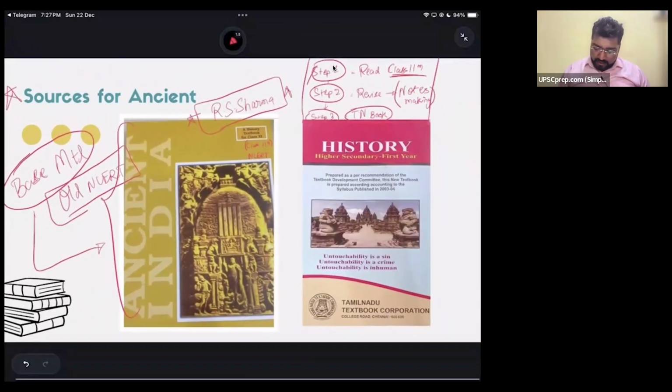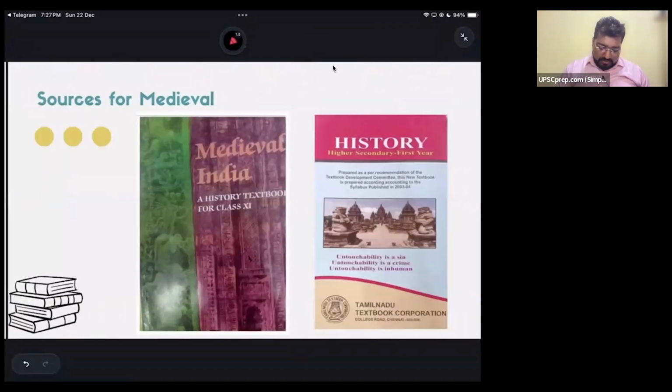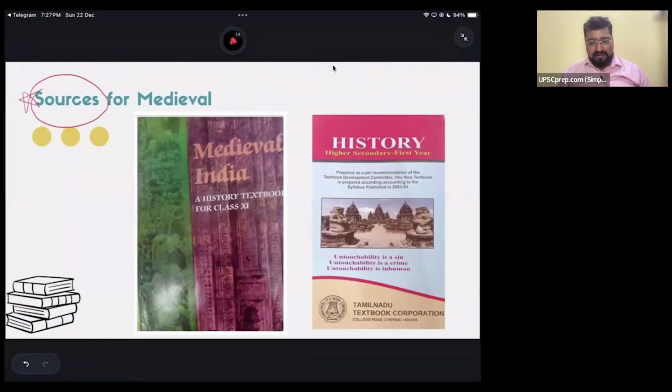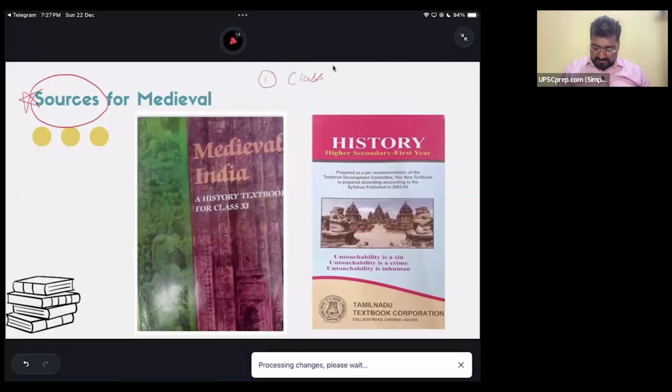Okay, now sources for the medieval, again the same thing, the same steps you need to follow. Step number 1, class 11th, this particular book. Okay, again the author is Satish Chandra.